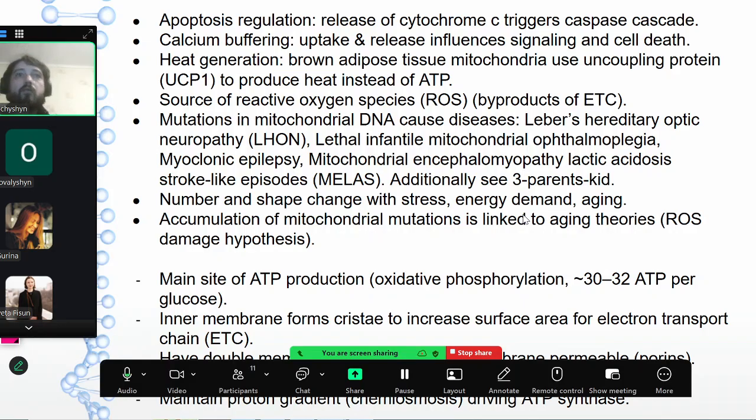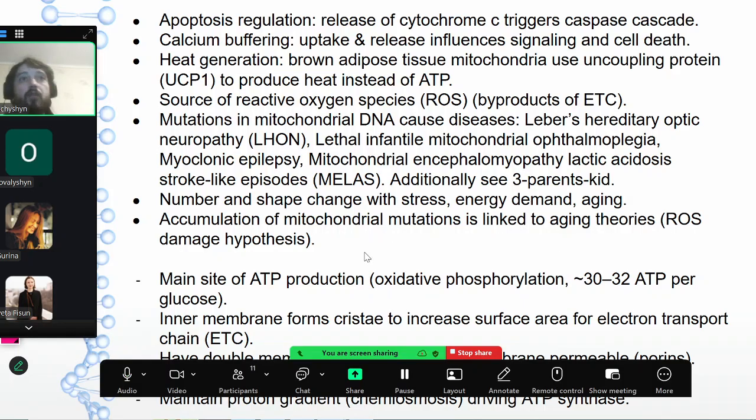Mitochondria are involved in apoptosis, in calcium buffering, in heat generation. It's a source of reactive oxygen species, and of course mutations in mitochondrial DNA can cause bad diseases like Leber's hereditary optic neuropathy, or lethal infantile mitochondrial ophthalmoplegia, or myoclonic epilepsy, and so on and so forth.